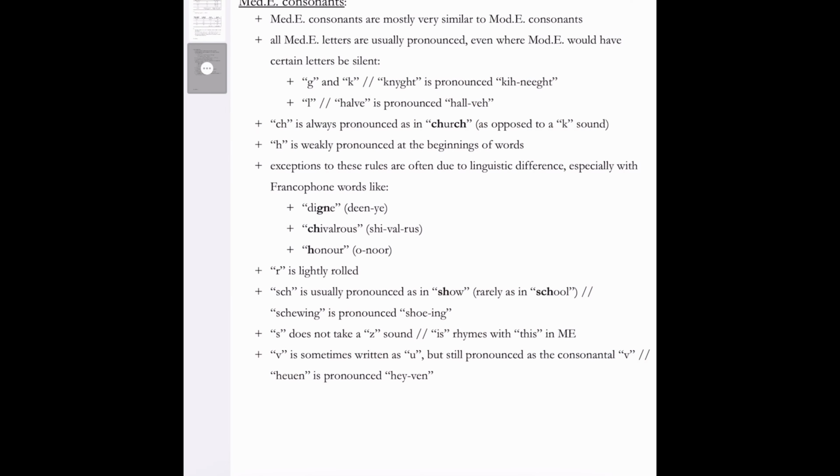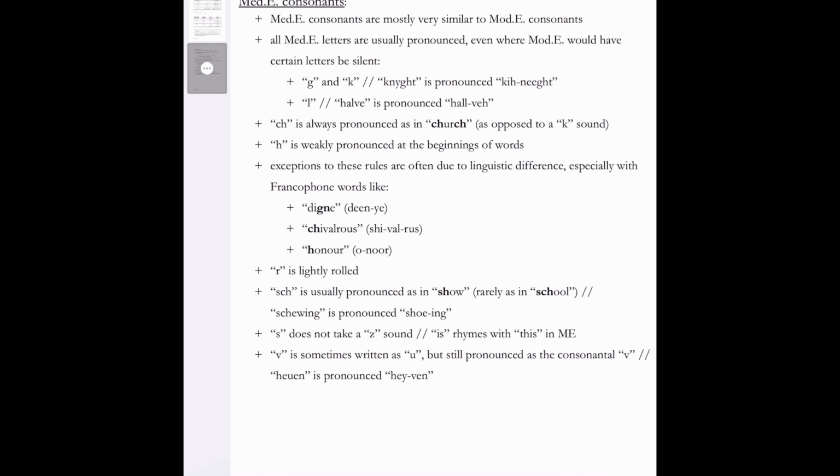Okay, so those were the diphthongs. Now let's get into the consonants. Consonants are not as tricky to learn as Middle English vowels. That being said, there are some important differences between modern English consonants and Middle English consonants, so it's worth getting familiar with them and it's worth practicing aloud. Let's get into those. Okay, here are the consonants.